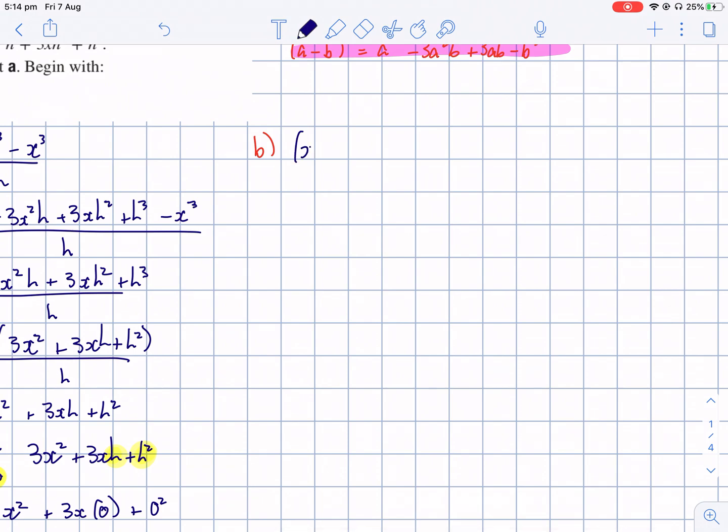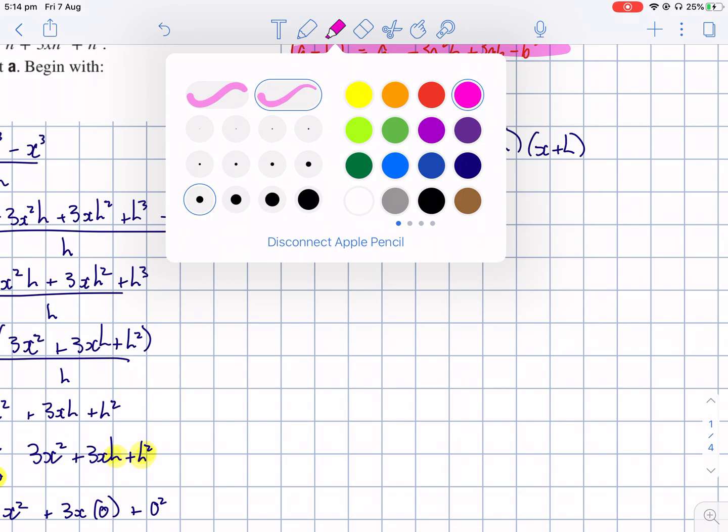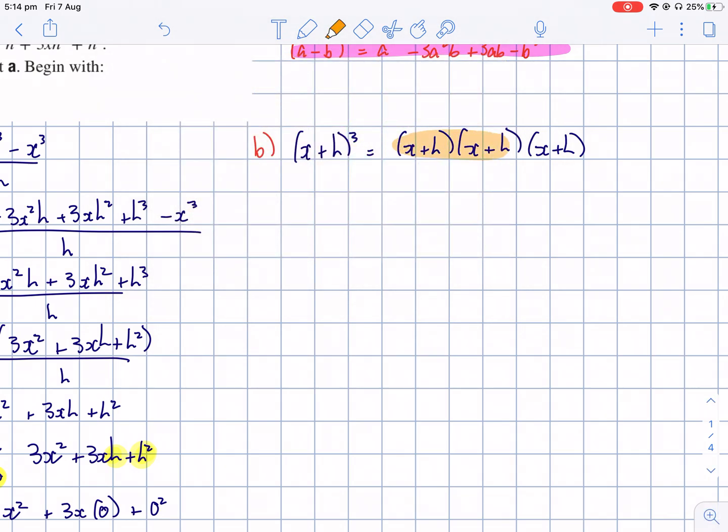If we've got x plus h cubed, then it's the same as x plus h times x plus h times x plus h, yeah? Which means I'm going to be lazy and I'm going to put the second lot together, which means I've got x plus h times, well, this is x plus h squared, yeah? So this is x squared plus 2xh plus h squared.